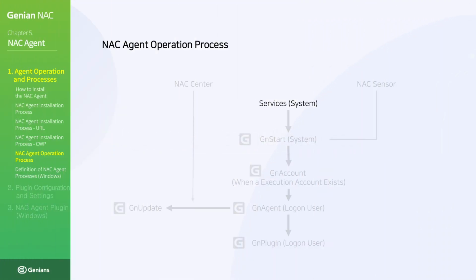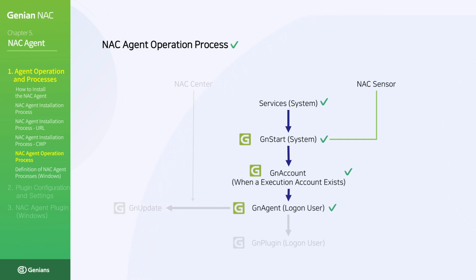Once the NAC Agent is successfully installed, it begins its operation. The GN Start service is registered, and if a separate execution account exists, the GN account process calls the GN agent. If no separate execution account is present, the GN agent is called using the logon user account. When the GN agent process runs, it checks for version upgrades via GN update and communicates with the policy server to receive policies. Based on the received policies, it downloads individual plugins and executes the specified action policies.